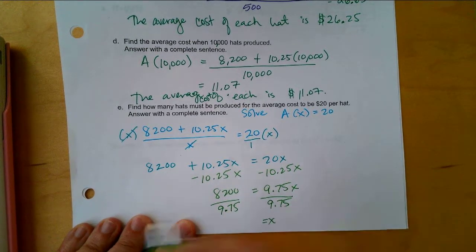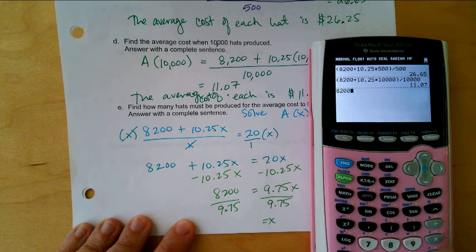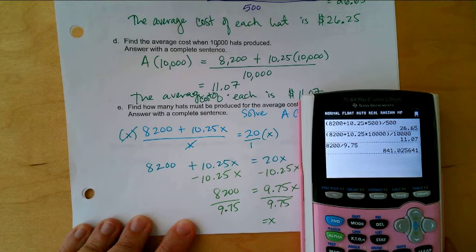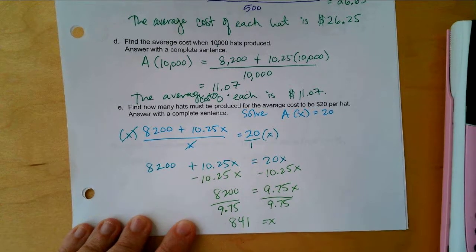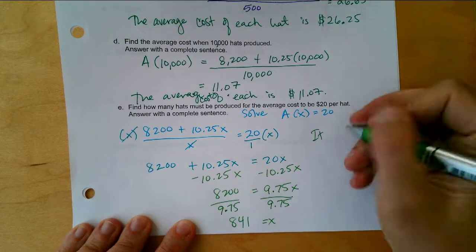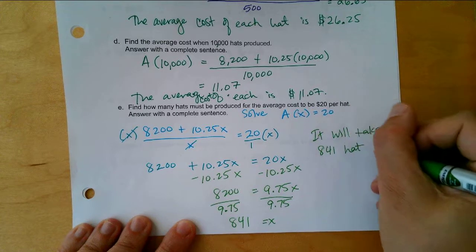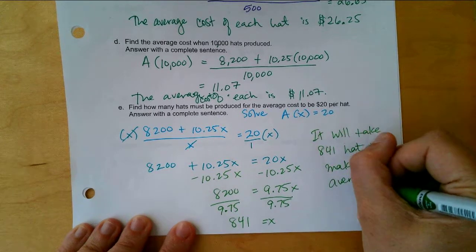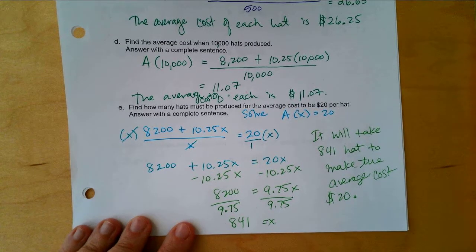And now what could you do to solve for x now? And we get x equals, I don't know that mental math, so I'll use my calculator. 8,200 divided by 9.75 equals, and that makes sense. Is that right? Did you guys get that? Yeah. So about 841 hats. It will take 841 hats to make the average cost $20. Something like that, right?